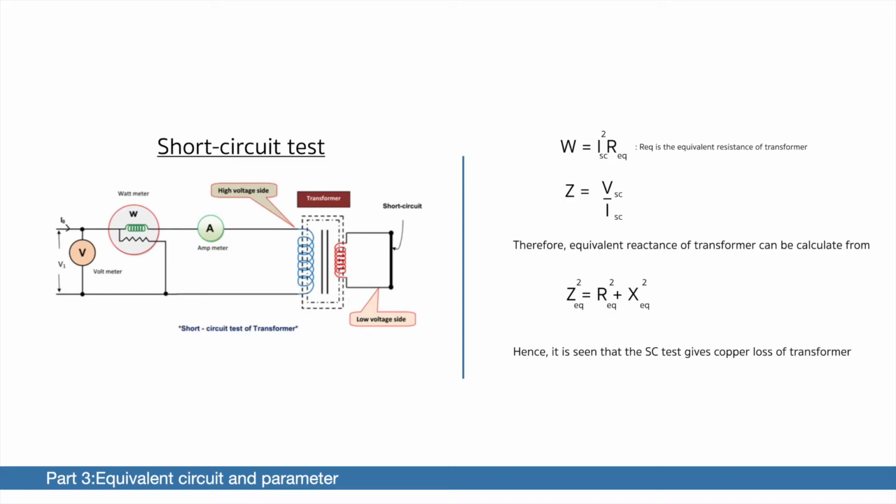Copper loss here is equal to I squared R, where R is the equivalent resistance of the transformer. The impedance Z is equal to V over I, where Z is the equivalent impedance of the transformer. Therefore, the equivalent reactance of the transformer can be calculated from Z squared equals R squared plus X squared. Hence, it is seen that the short circuit test gives the copper loss of the transformer and the approximate equivalent resistance and reactance of the transformer.